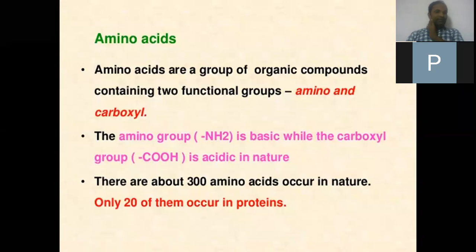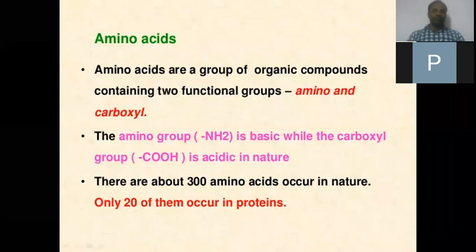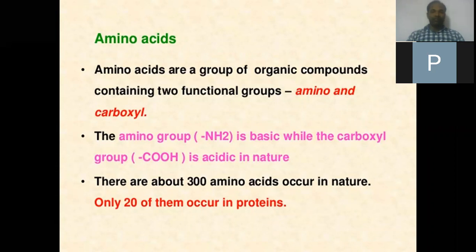As we know, in the previous introductory lecture on amino acids, we discussed what is meant by amino acids. Amino acids क्या होते हैं वो हम लोगों ने इसके पहले के लेक्चर में इंट्रोडक्टरी लेक्चर में डिस्कस किया था. That the amino acids are a group of organic compounds containing two functional groups, that is the amino group and the carboxyl group. The amino group is basic while the carboxyl group is acidic in nature. So after getting the definition or the information related to what is meant by amino acid, we are going to discuss what the properties of amino acids are.